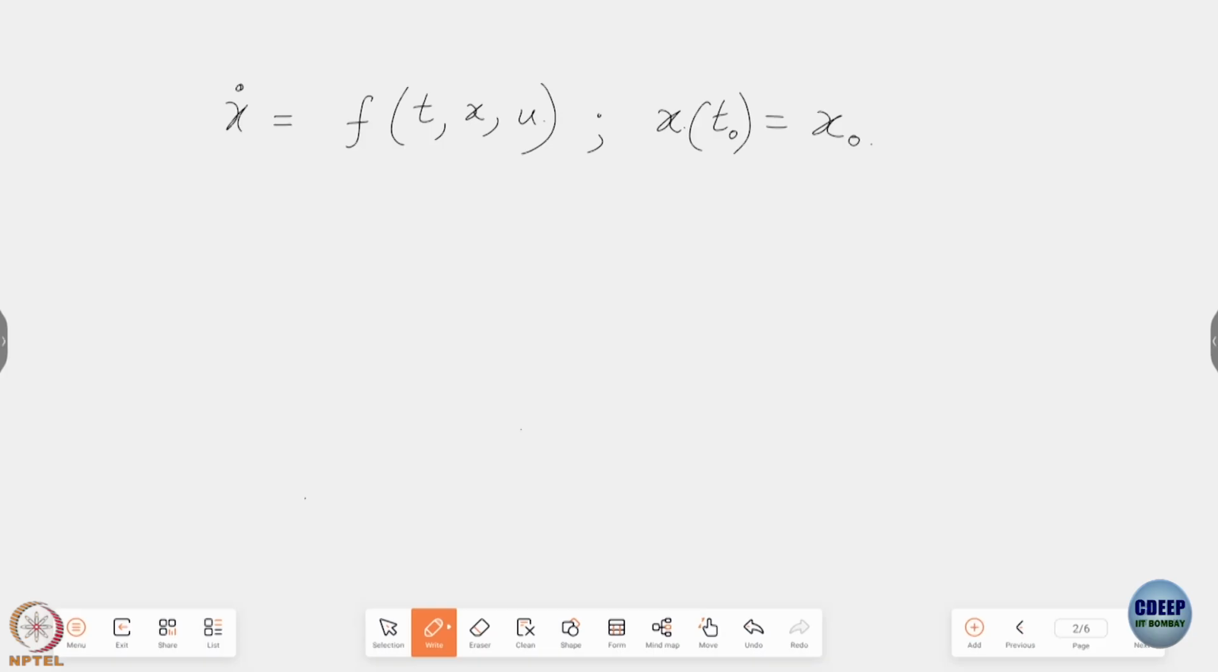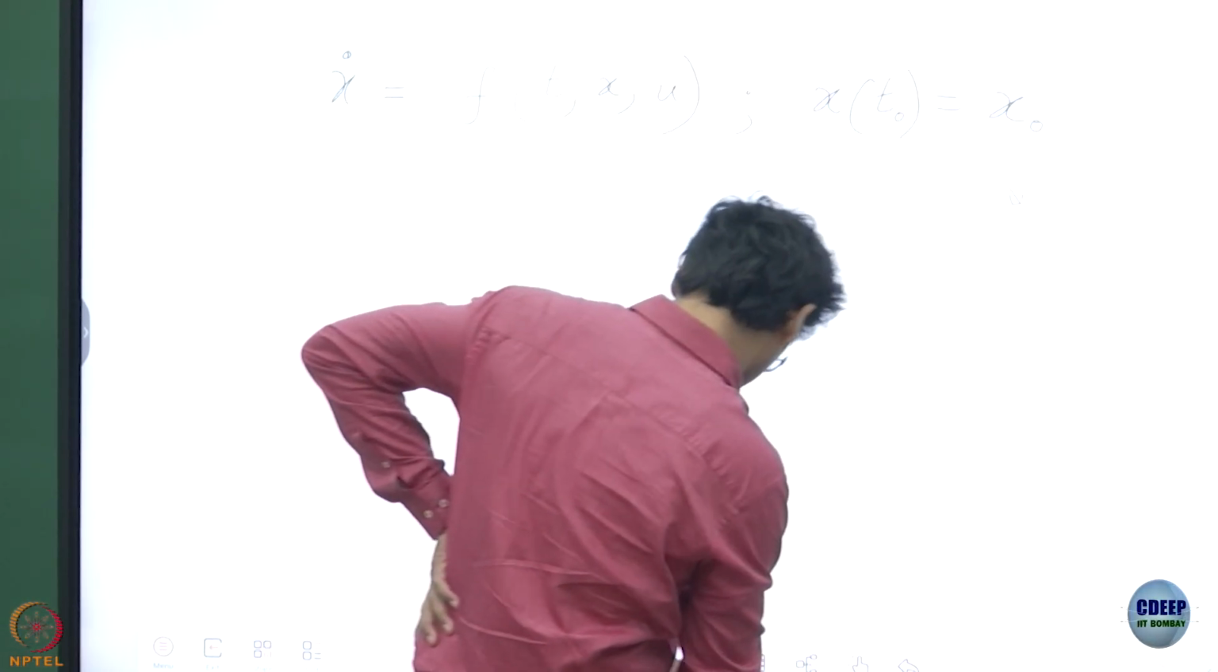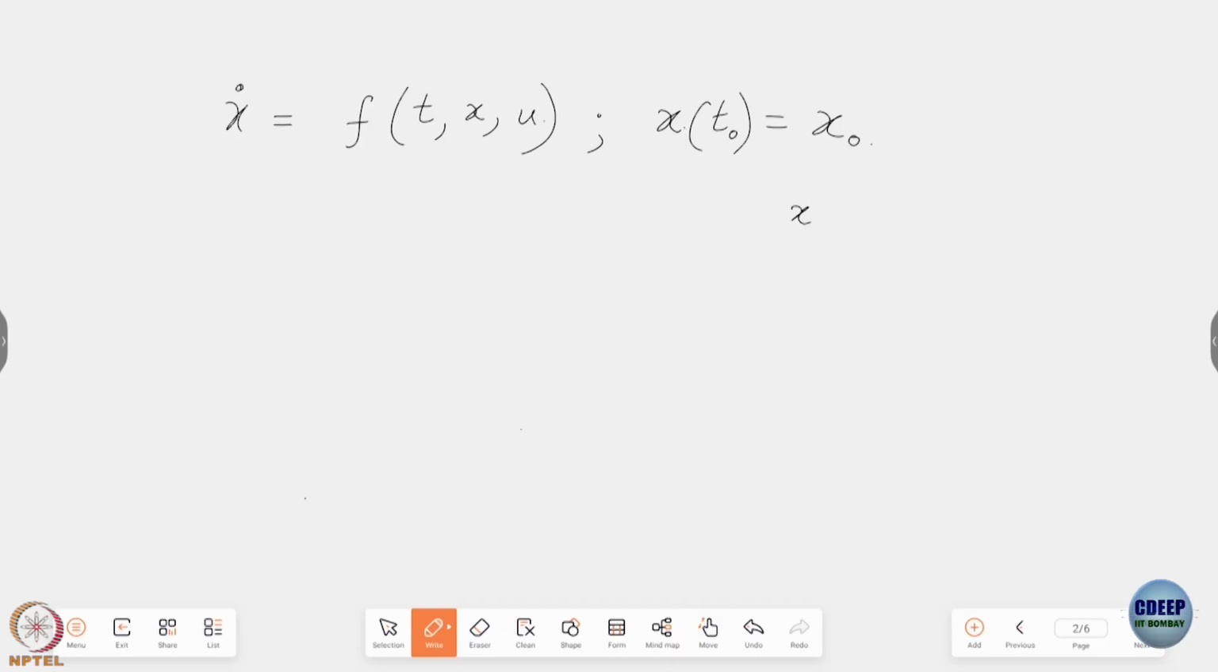Can you tell me what those symbols mean? What is x, what is t, what is u, what is x naught, what is t naught? What are these things? Anyone? Sorry? X is state, very good. So x, it's an n tuple. I hope you're familiar with this notation, right? It's an n tuple. So there are n states.